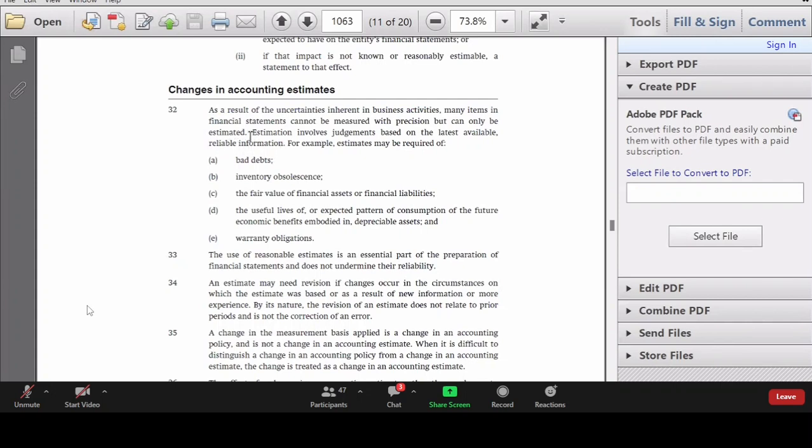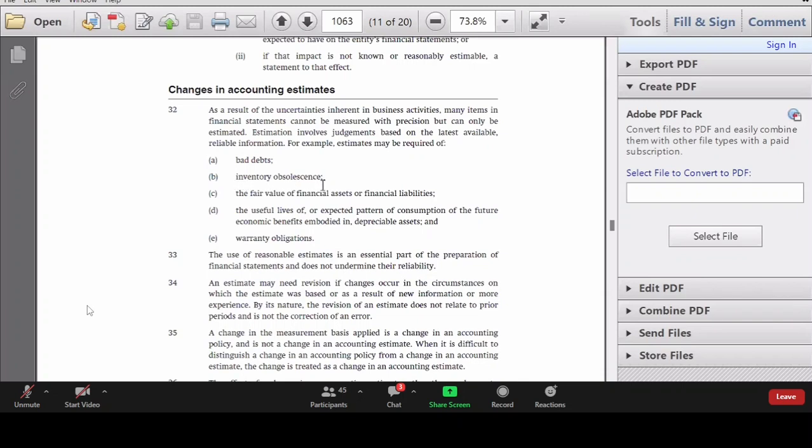So sometimes we are unable to attach the actual figures on the items in the financials because of the uncertainties inherent in business activities. So, for example, what do we do now? We base the values of these assets on the latest available and reliable information. For example, bad debts. You may not know who is going to become a bad debt or not. You just estimate. You may estimate 100 million, then tomorrow they bring the 20 million. You get it. So you're not always certain on how many are going to default.